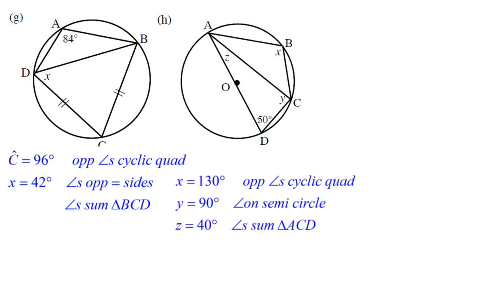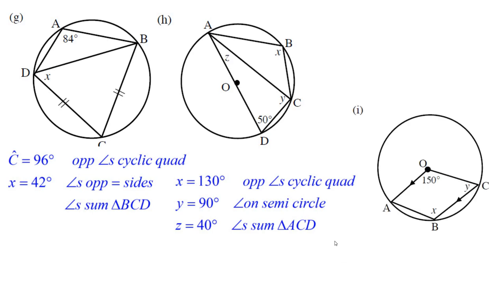Let's see if we get that. I mean 40 degrees. This has got to be 90, so z has to be 40 to make this all add up to 180. Y is 90, angles in a semicircle. X is 130, opposite angles in a cyclic quad. Let's look at the last question.